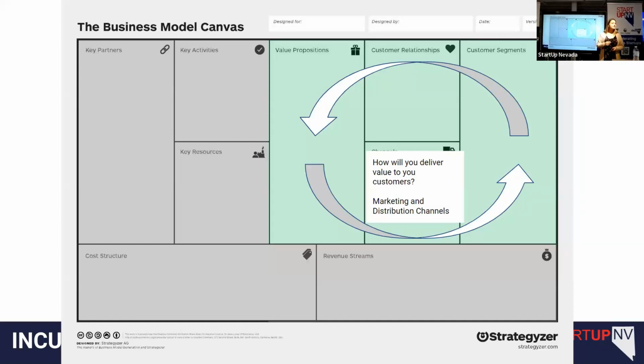Yes. Expand on the first point. How you deliver value to your customers.